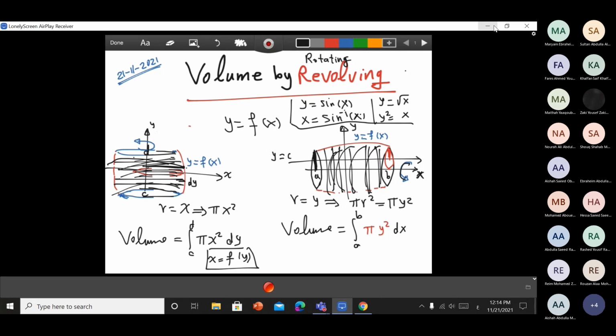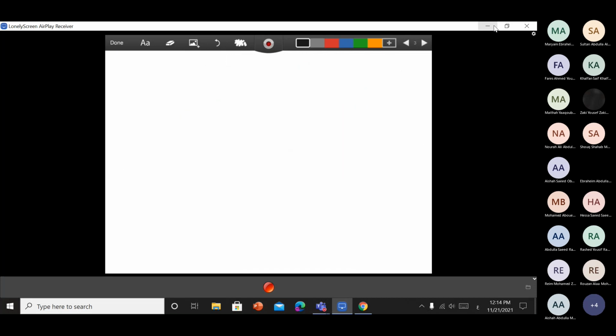Okay, here I have no problem because I already have the curve as y as a function of x. Okay, let's have an example just to check this one.